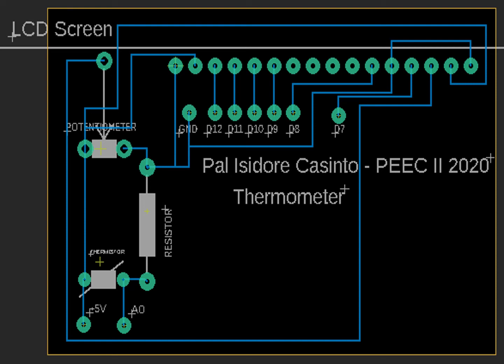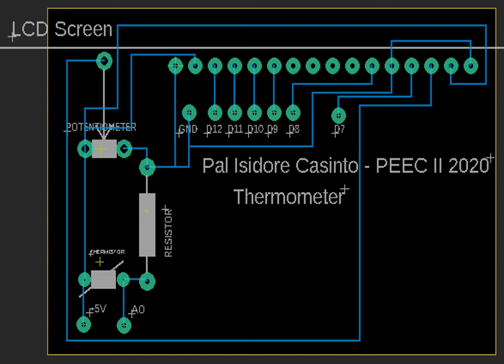Now what you're seeing in gray is called a silkscreen layer, and it's just labeling on the top of the PCB board. And you have the layouts for each of the components as well as our names. We use PAL as an example here, and what our PCB is, a thermometer. And what you're seeing in D12, D11, and so on are just the connections to be made to the Arduino.